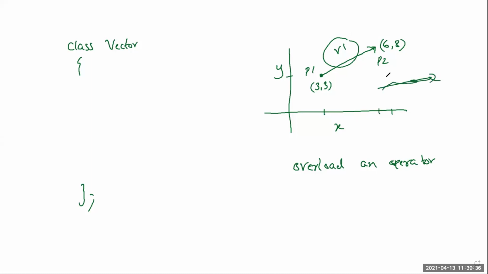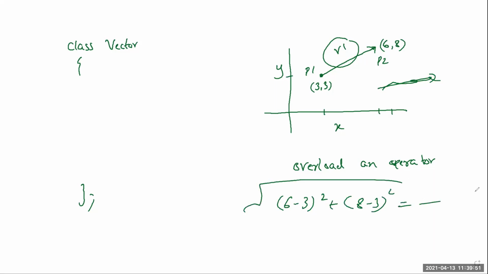What you see on the board is one vector, and you can find its magnitude. I just found that the formula is 6 minus 3 whole square plus 8 minus 3 whole square, and whatever you get as an answer is the magnitude of this vector v1. So we don't need a second vector to find the magnitude, because magnitude is of a single vector.